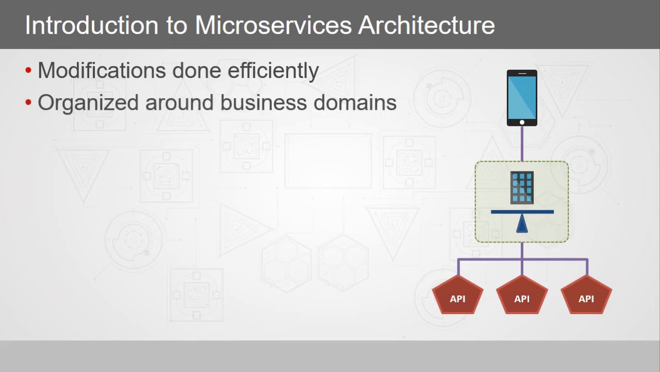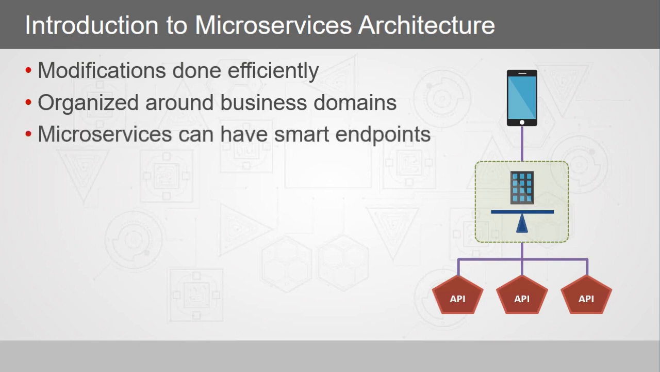Microservices are organized around business domains. So HR, product, production, sales, these are all business domains, and our microservices teams can be built around these different domains. And it is this type of organization that makes microservices such an efficient way of building software. Microservices have what are called smart endpoints, and it is these endpoints that allow that communication to happen between applications.